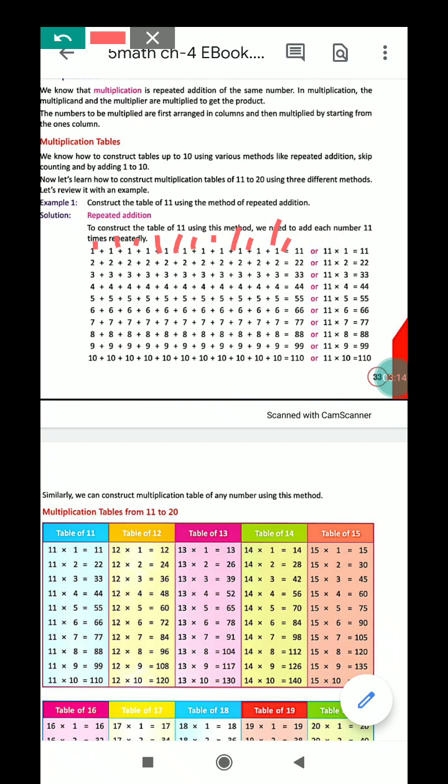11 times 1 we have written, that means 1 plus 1 plus 1, like that 11 times, that is 11. And then 11 times 2, that is 22. Similarly, we have completed up to 10. That means 11 times 10 equals 110. We may write this like 11 into 1 equals 11, 11 into 2, that is the table of 11. 11 1s are 11, 11 2s are 22, 11 3s are 33, like this, 11 10s are 110.